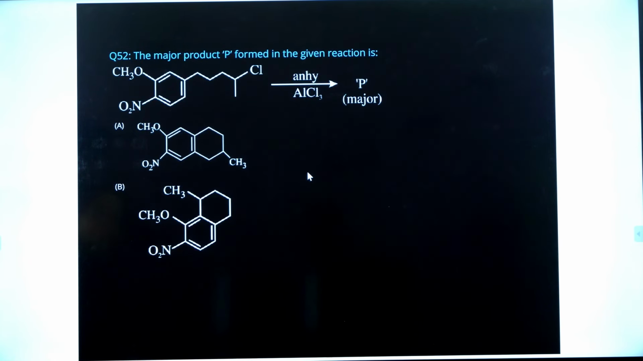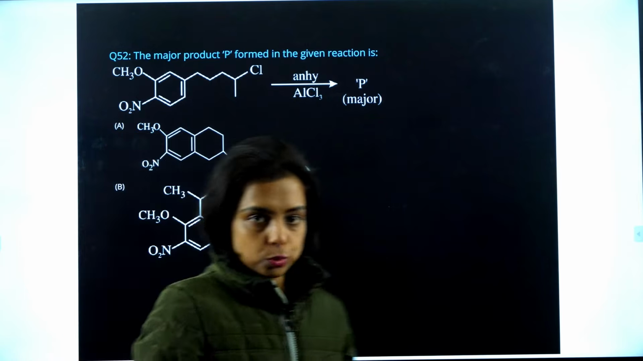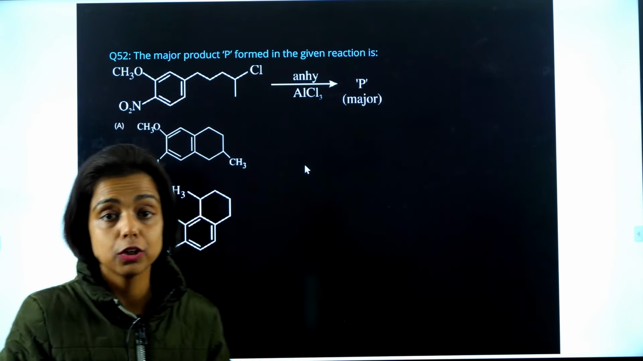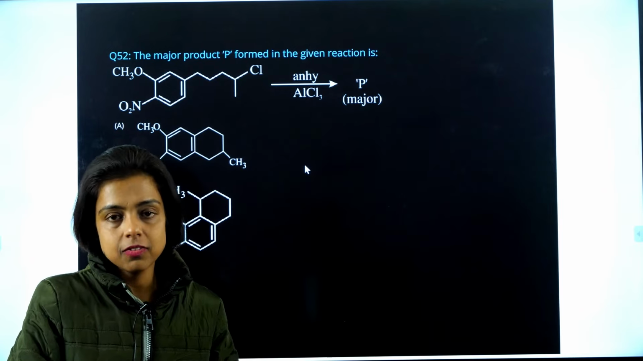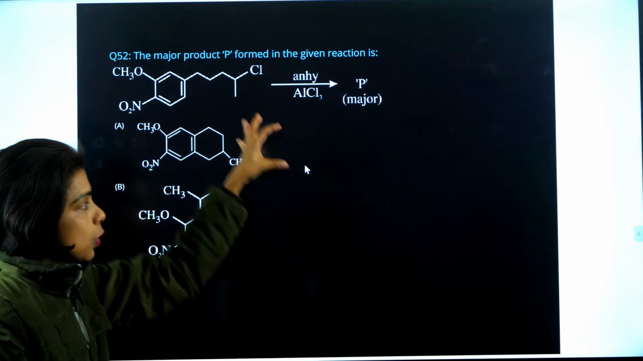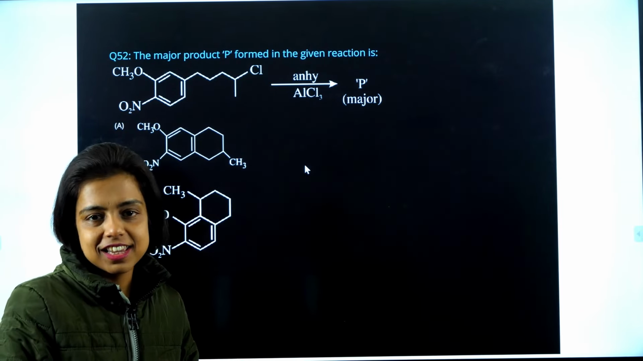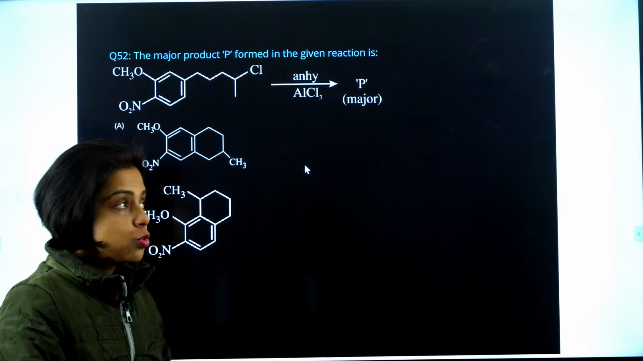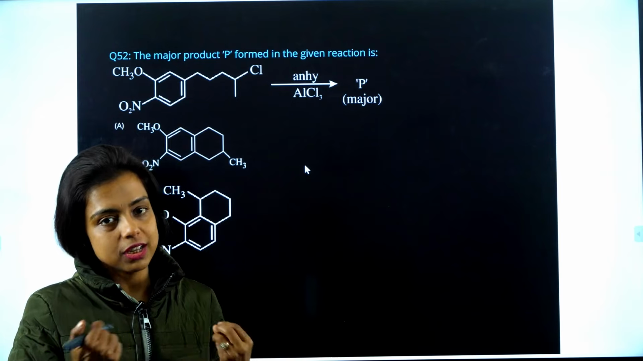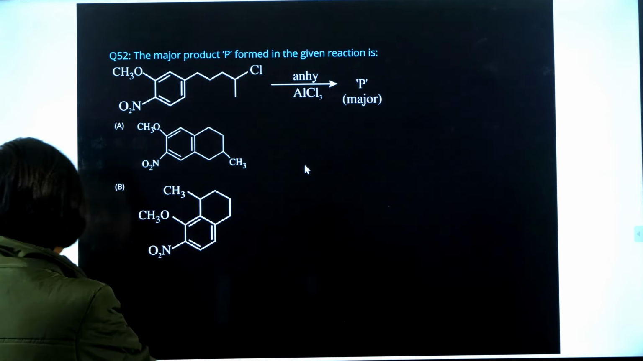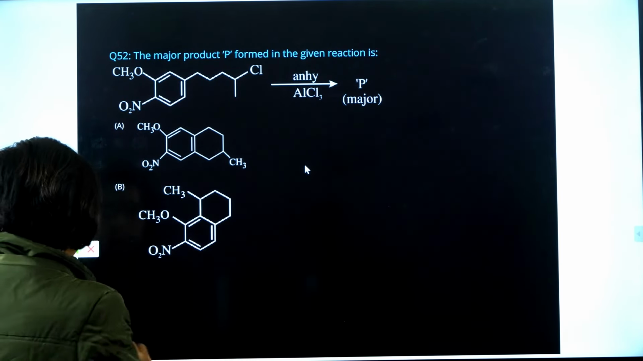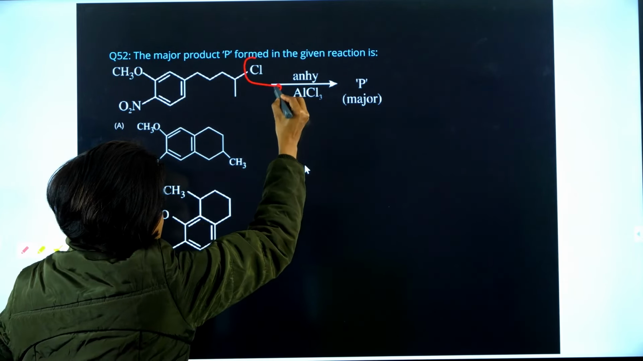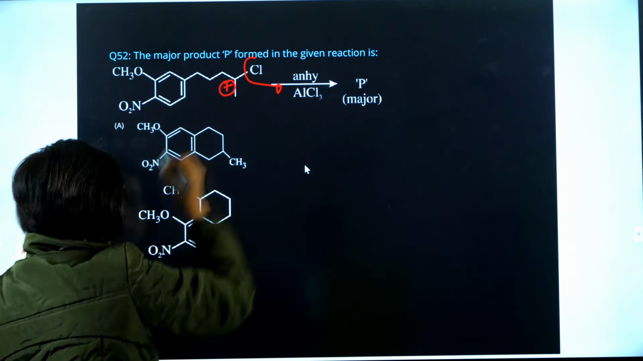Let's move on to the next question, question number 52. Again, a very basic fundamental reaction. I'm sure that you must have done it in your class 11th itself. So there is this molecule, and whenever you see anhydrous AlCl3, the Friedel-Crafts reaction strikes your mind, right? So anhydrous AlCl3, which is a Lewis acid, of course, will take up the Cl negative and make a carbocation here. So as you do in Friedel-Crafts alkylation reactions, this Cl negative will be gone and we have a carbocation formation here, right?